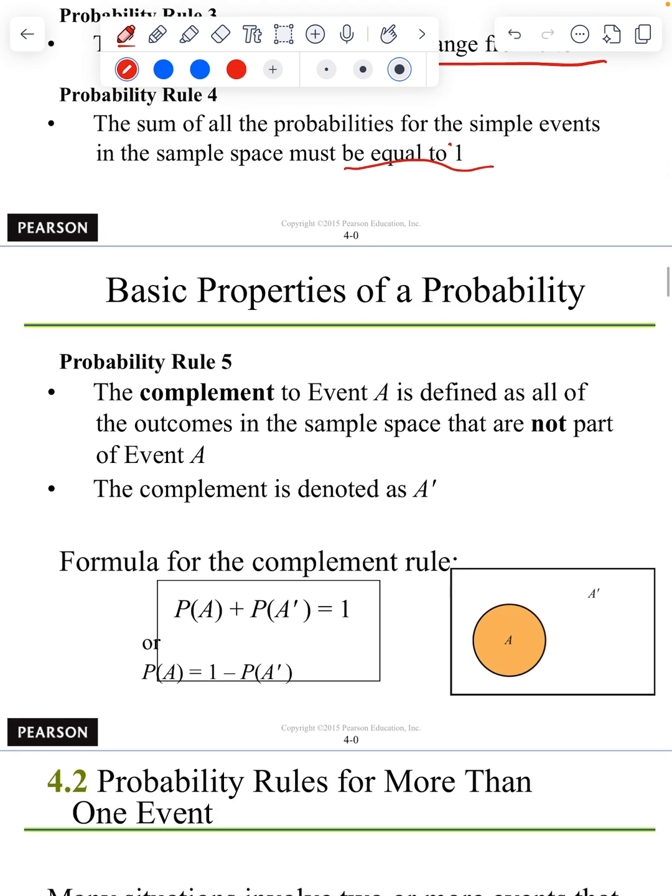So, in probability rule 5, the complement to event A is defined as all of the outcomes in the sample space that are not part of event A. The complement is denoted as A apostrophe. The formula for the complement rule is the probability of event A plus the probability of the complement is equal to 1. So here would be, for example, my complement rule. This is the likelihood of it occurring, and it's not part of event A.